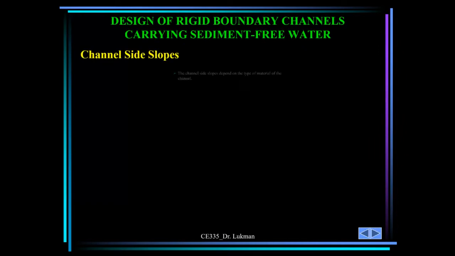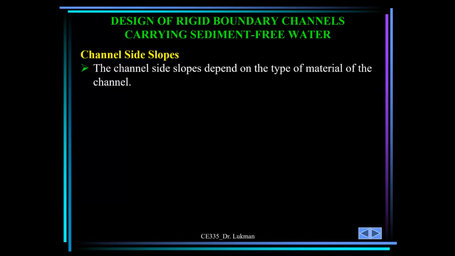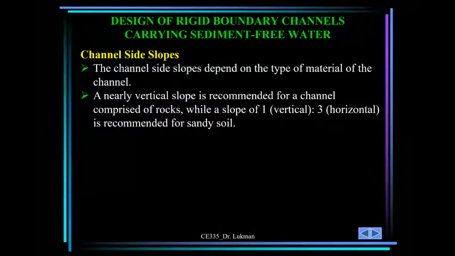Now, channel side slopes. We have started discussing side slopes with respect to the trapezoidal channel. The channel side slopes depend on the type of material of the channel, and a nearly vertical slope is recommended for a channel comprised of rocks, while a slope of one vertical to three horizontal is recommended for sandy soil. One vertical to three horizontal means it is going to be trapezoidal.